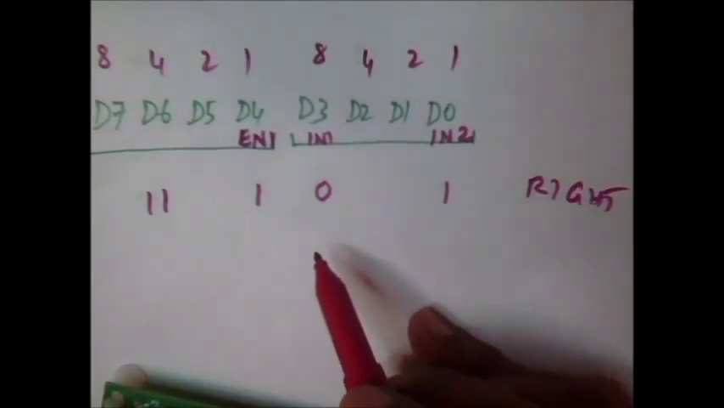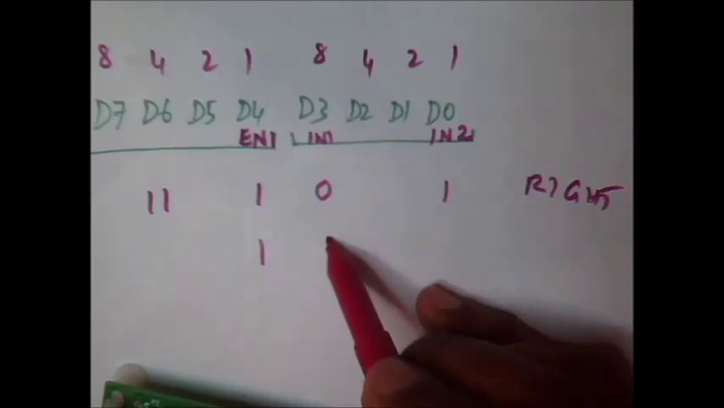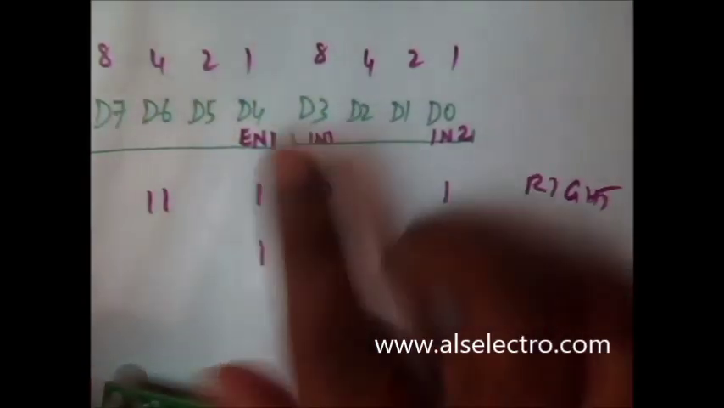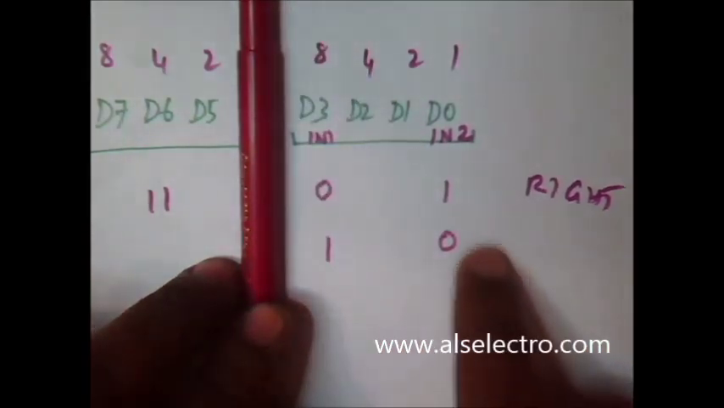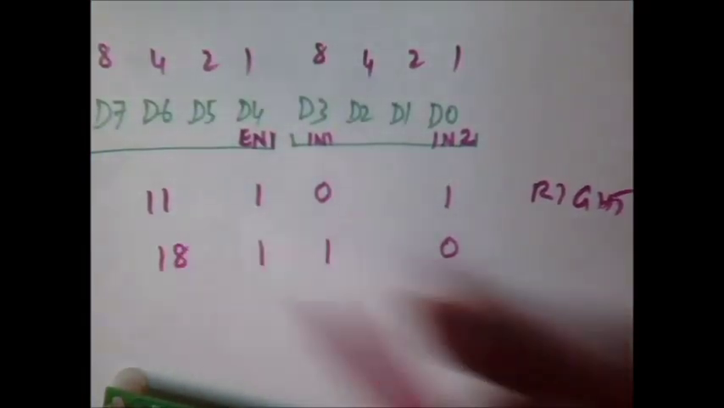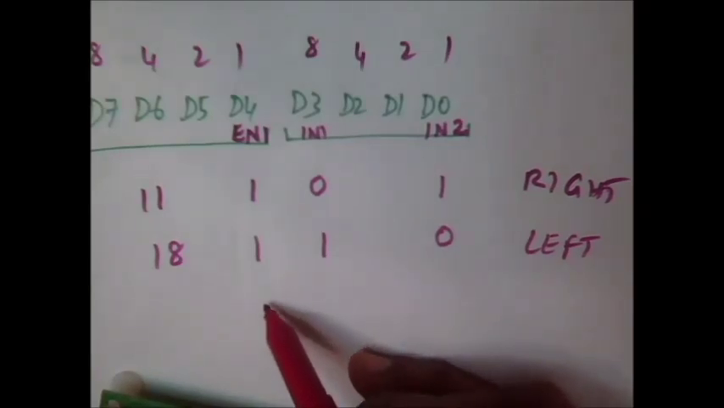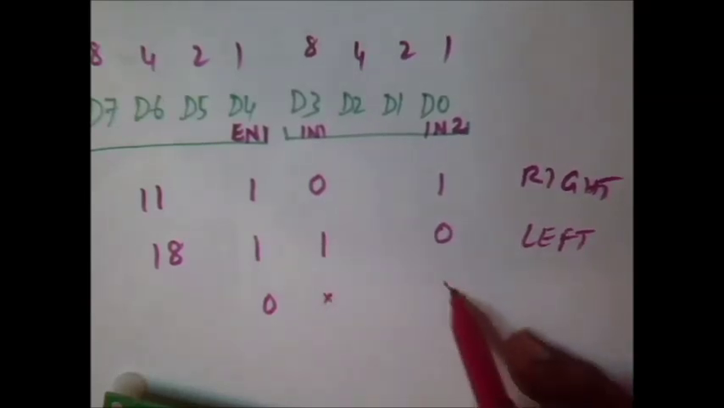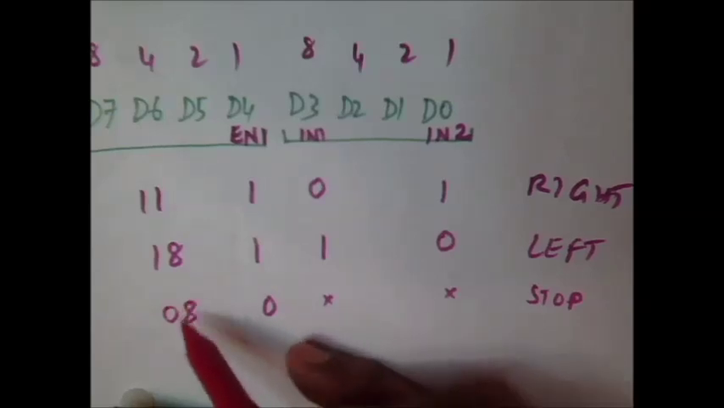For the motor to rotate left, enable should be 1. D3, that is IN1, should be 1. This should be 0. So the first digit is 1, and the second digit is 8, and the other bits are 0. So 1 8 is left. And if you make the enable 0, irrespective of D3 and D0, the motor will stop. So whether it is 00 or 08, the motor will stop.